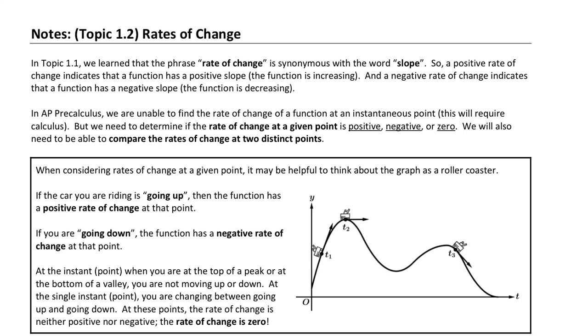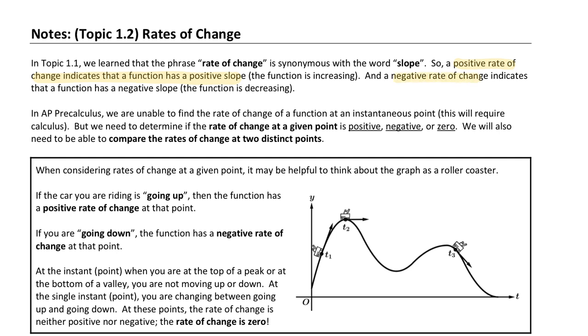Again, like it says on your paper in topic 1.1, we learned that the phrase rate of change is synonymous with the word slope. So when I'm talking about the average rate of change or the rate of change, you can think of it as slope. What's important to remember, though, is that a positive rate of change indicates that a function has a positive slope, aka that function is increasing. Those are two different things. Positive rate of change means that the function has a positive slope or the function is increasing.